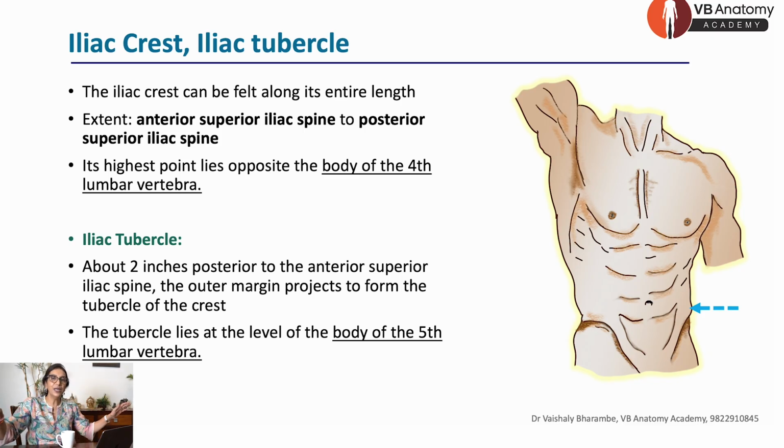If you join the two iliac crests with a horizontal line, it will mark the body of the fourth lumbar vertebra. Similarly, go 2 inches posterior to the anterior superior iliac spine, somewhere here, and you come to the iliac tubercle. Were you to draw a plane through the two iliac tubercles, the plane would pass through the body of the fifth lumbar vertebra. So now, these are bony prominences which help you to create planes which give you the vertebral levels at that level.